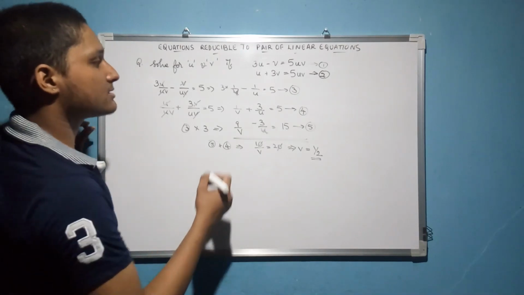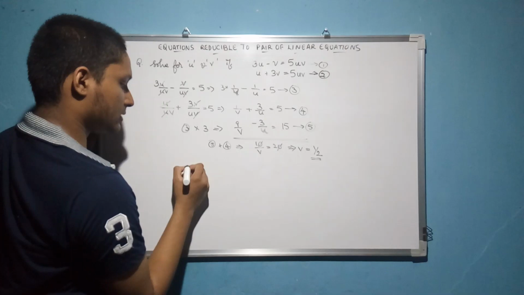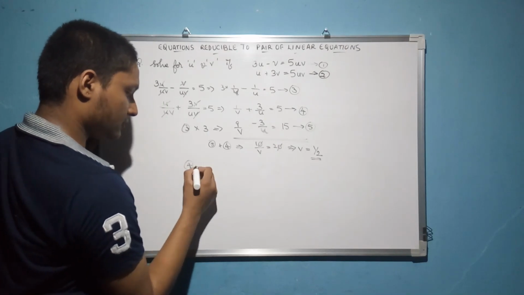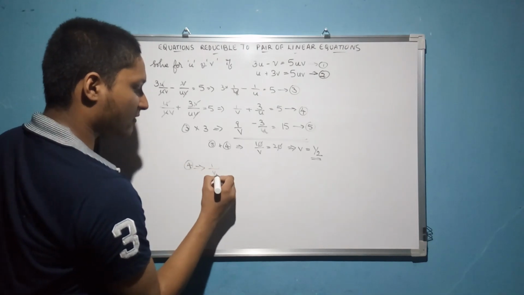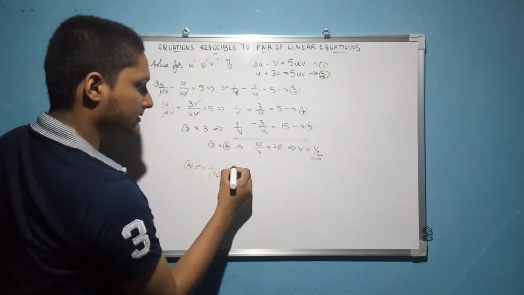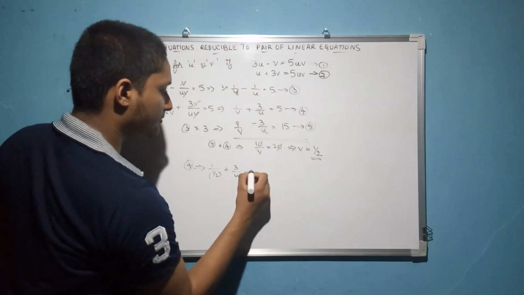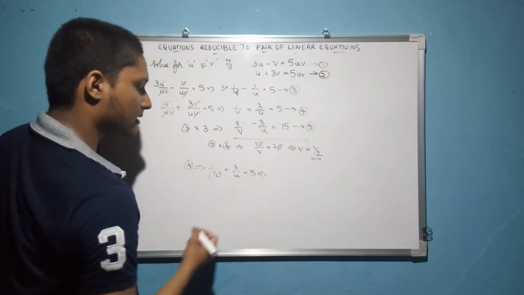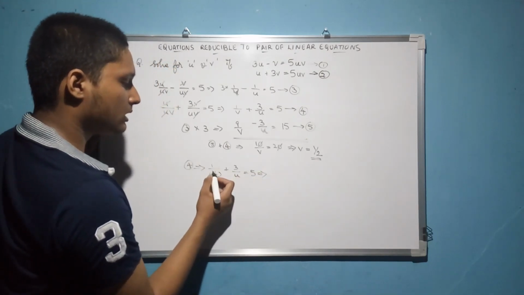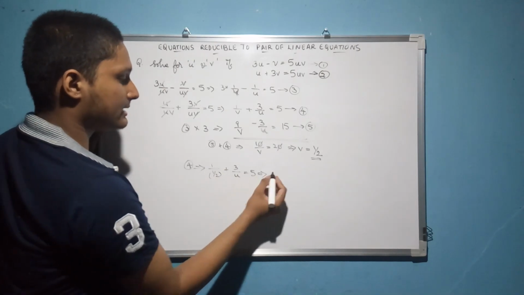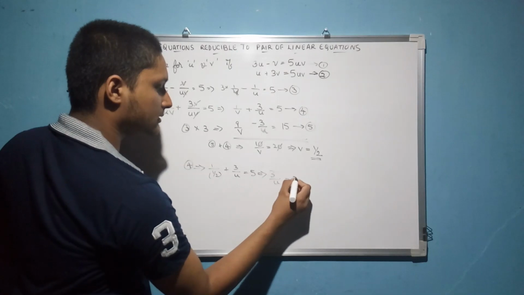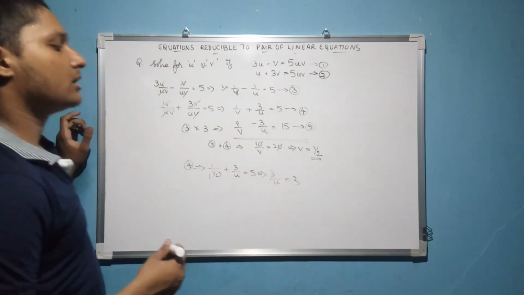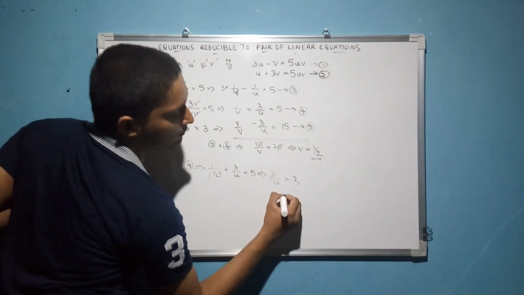So we'll take one of these equations, maybe I'll take the fourth equation for getting the value of u. So it is going to be 1 by half plus 3 by u is equal to 5. Therefore this becomes 2. 2 if I take it to the right hand side becomes 3. So 3 by u is equal to 3. Therefore u is equal to 1.